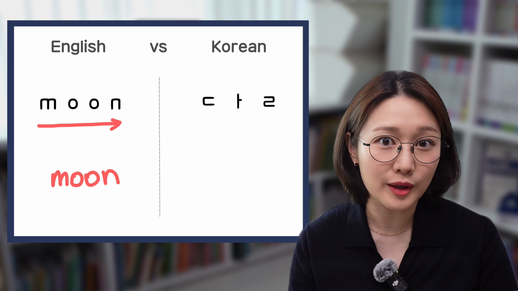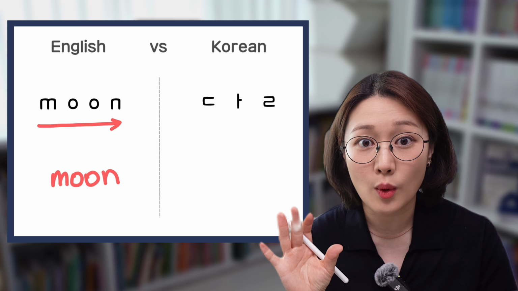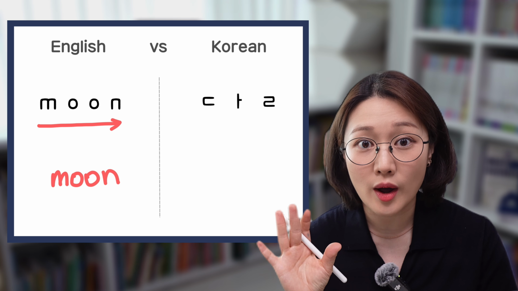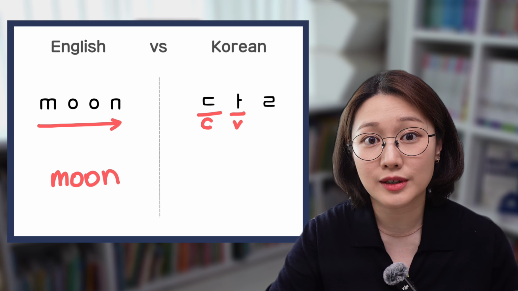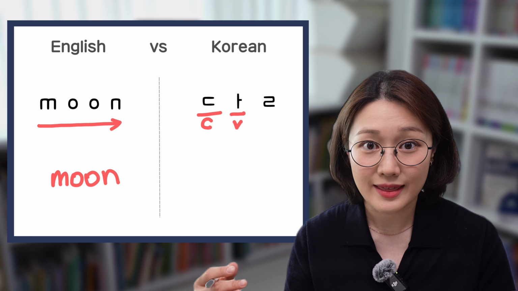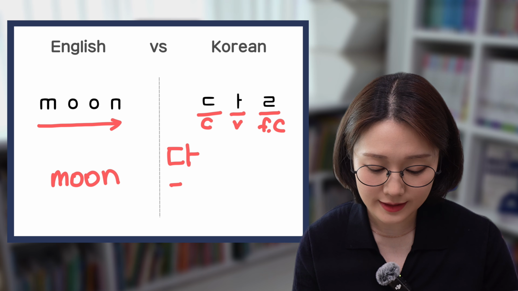But Hangul works differently. To make one syllable block, you put together one consonant and one vowel. So, one consonant and one vowel. Sometimes there is one extra consonant at the bottom. That is the final consonant. So we write like this, or like this.